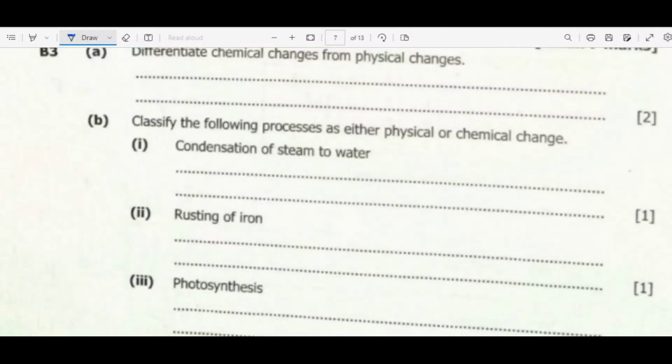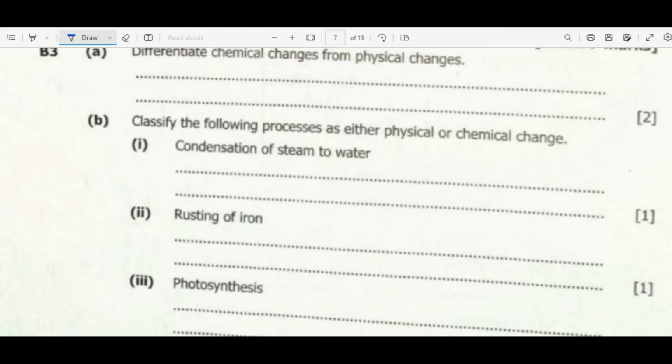Welcome guys. In this lesson we are just going to continue with Science paper 2 for the 2023 internals. So question 3A is about differentiating chemical changes from physical changes.